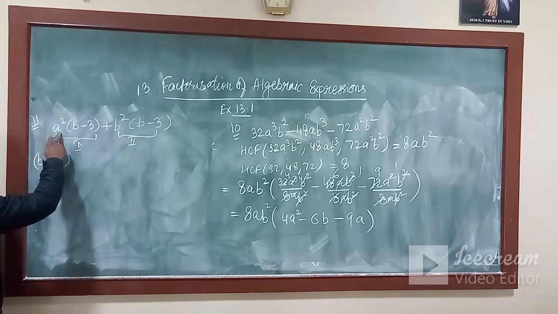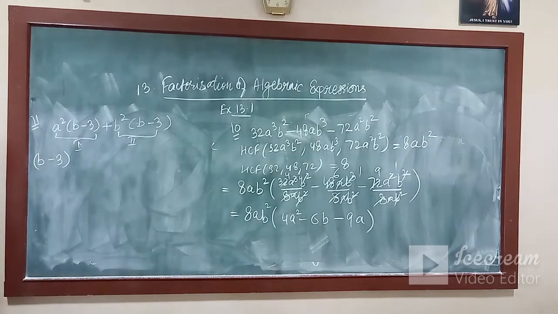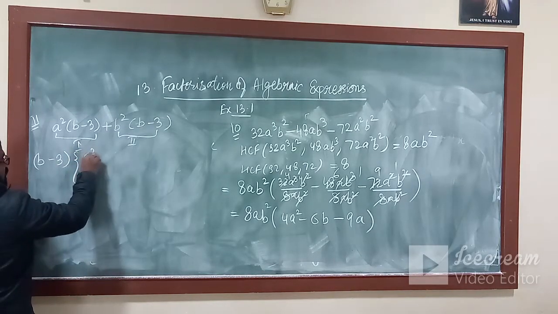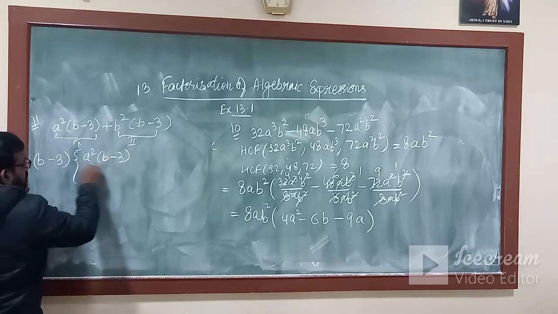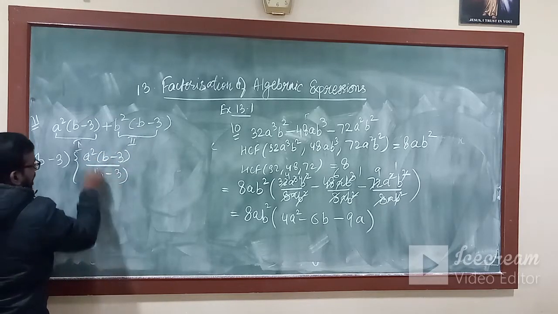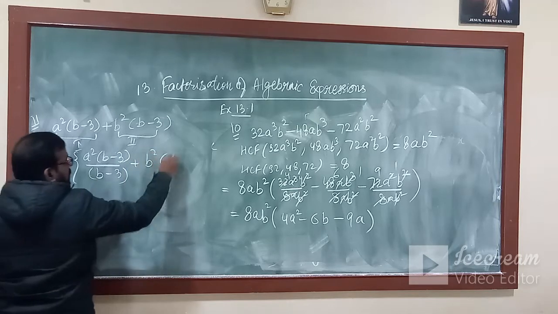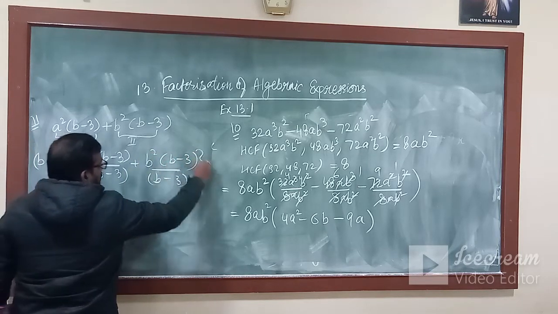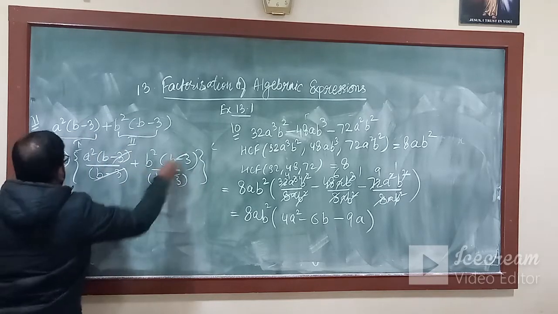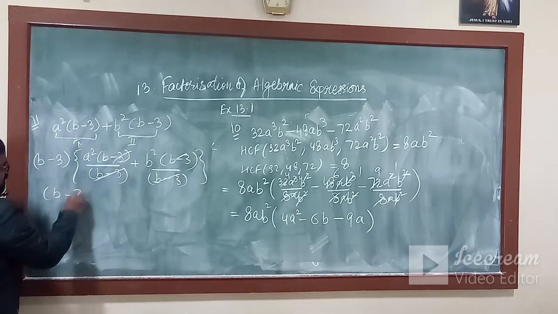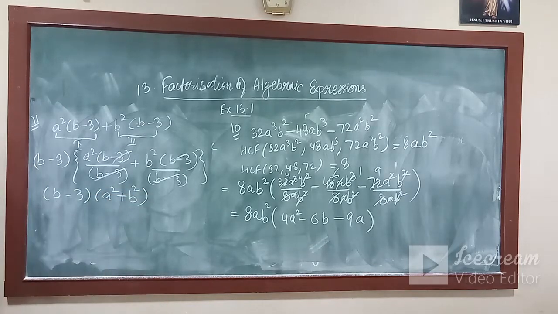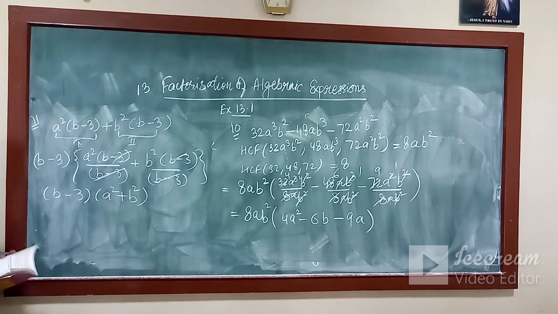So what I can do is take b minus 3 as common. Now the HCF of a square and b square, since they are not common to each other, we cannot take it out. So what I will get is a square (b minus 3) upon (b minus 3) plus b square (b minus 3) upon (b minus 3). So this will cancel. What will be my answer? (b minus 3) into (a square plus b square). Okay, so don't get confused. Actually, they are giving us separate terms.